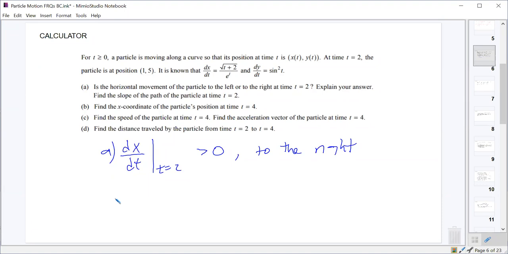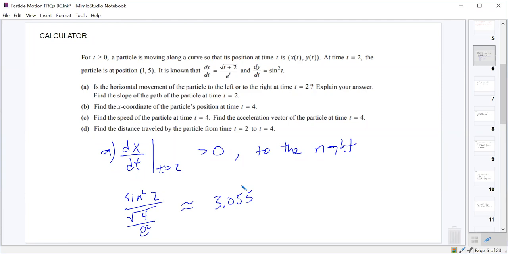Find the slope of the path of the particle at t equals 2. So we are looking for dy/dx, which is dy/dt over dx/dt, so sine squared of 2 over, what is that, square root of 4 over e to the 2. And what did that come out to be? 3.055. People agree with that? Everybody good with part A?